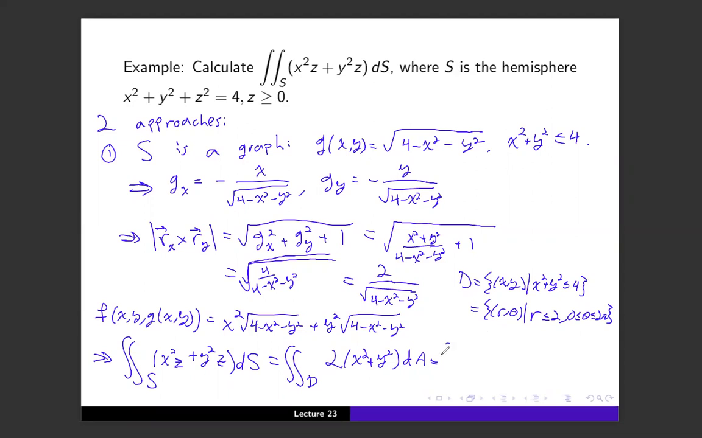So in other words, this is going to become the integral from 0 to 2 pi of the integral from 0 to 2 of 2r cubed dr d theta, which comes out to, after the dust settles, 1/2 r to the 4th from 0 to 2 times 2 pi, or in other words, 16 pi.